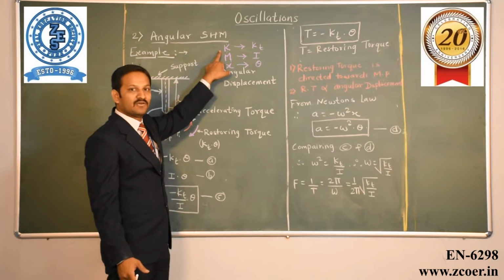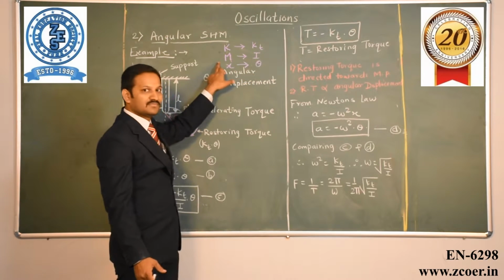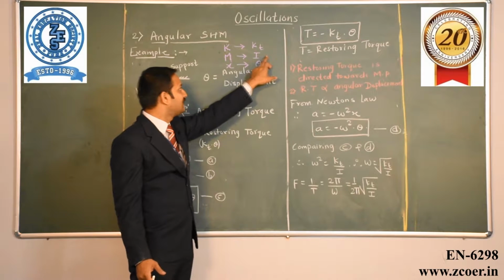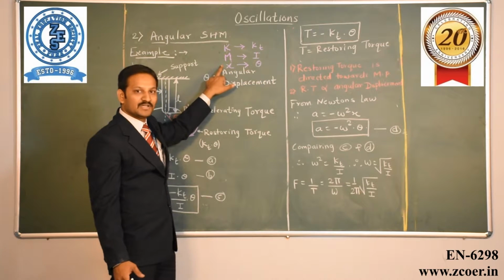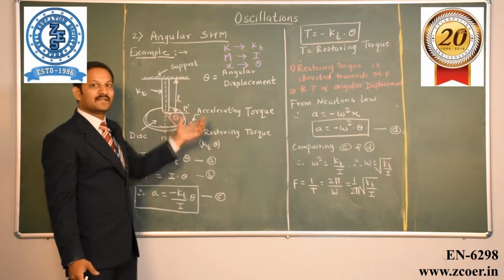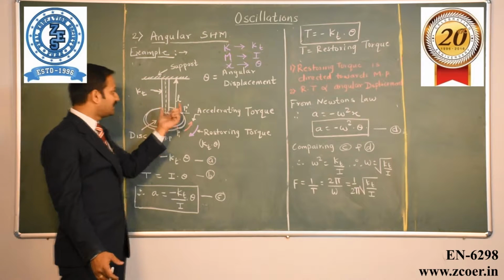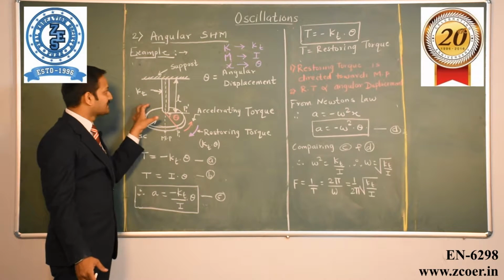Instead of spring constant, we have torsional stiffness. Instead of mass, we have to take inertia of the body. Instead of linear displacement, we are going to take angular displacement. Other things remain the same as that of linear simple harmonic motion. Get it understood using this example.